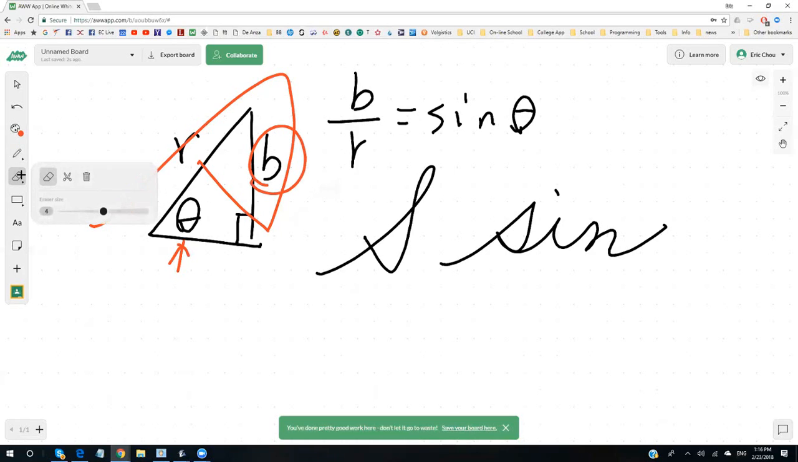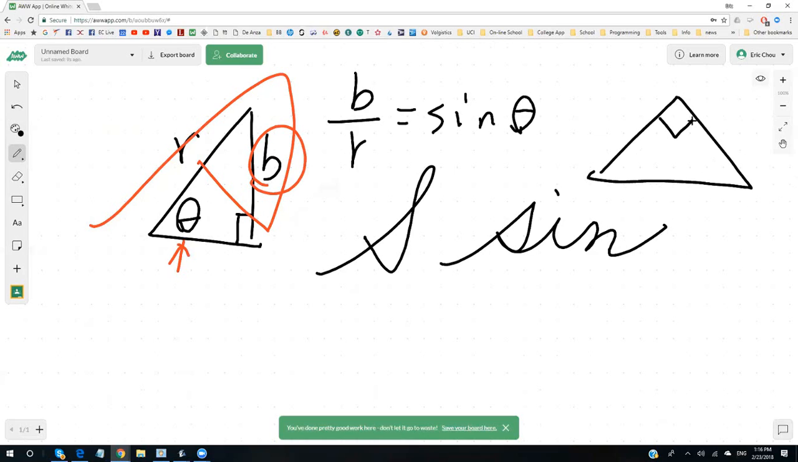I'm sorry, not this one. If we have a triangle like this, and I have a theta over here, and then say 1, 2, 3. Which side is the cosine side? Can you try to use the whiteboard link to write something on my board?